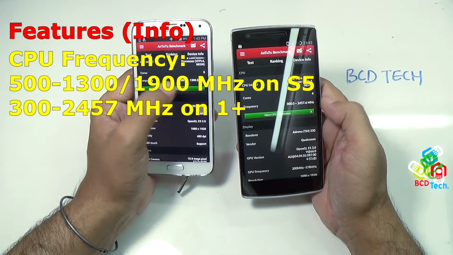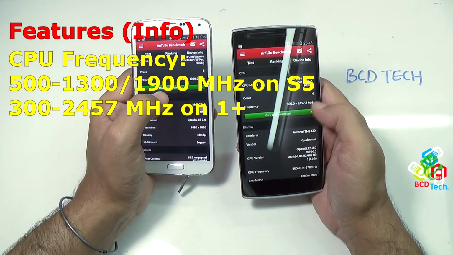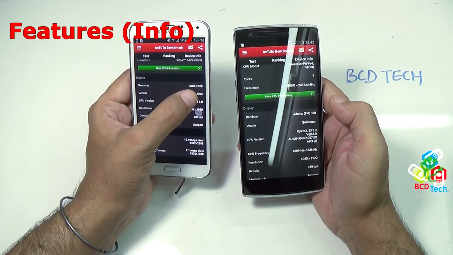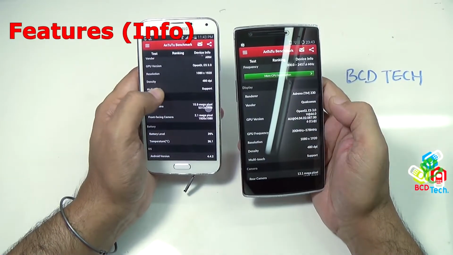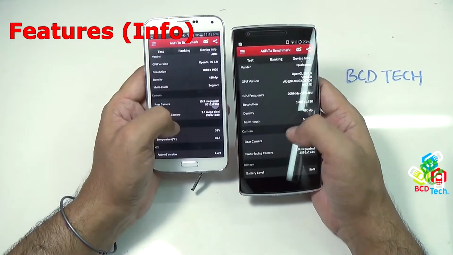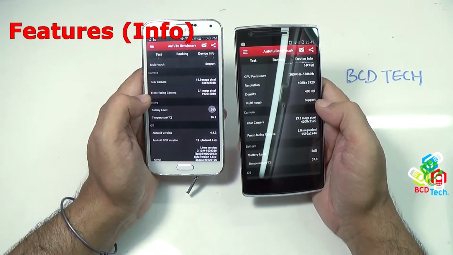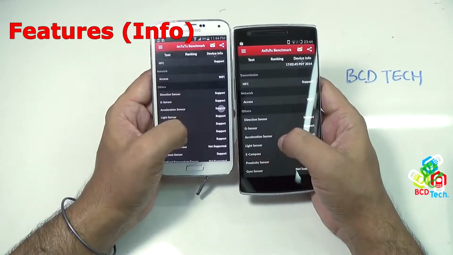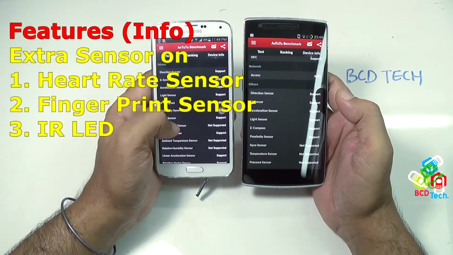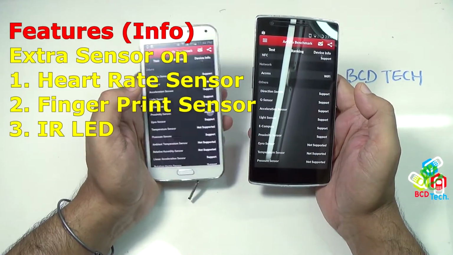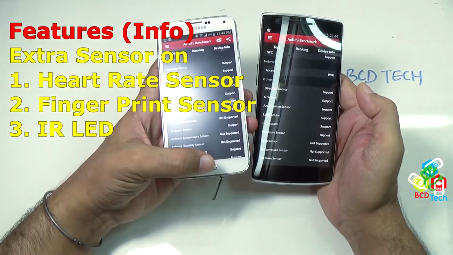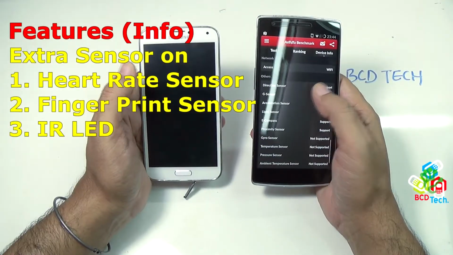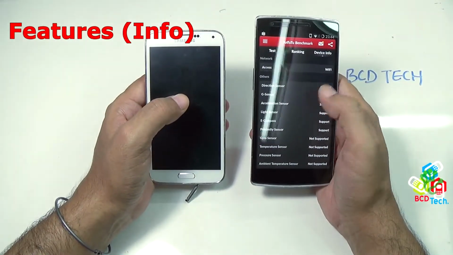Frequency 500 to 1300 MHz, 300 to 2457 MHz. GPU Adreno 330, Mali T628, and pixel density 480 for both. Multi-touch, both have a 10 finger touch display, and you see NFC is supported on both. In the list of sensors, as you can see, this S5 has 3 extra sensors. One is the heart rate sensor, second is the fingerprint sensor, and third is the IR LED. The rest of all the sensors on this S5 are present on this OnePlus One.